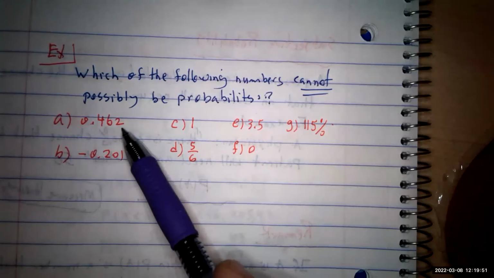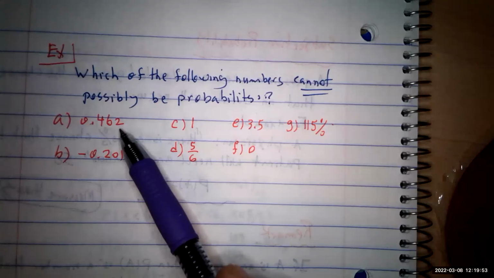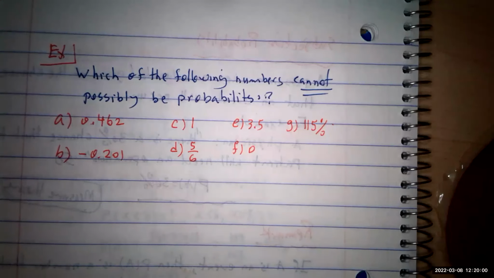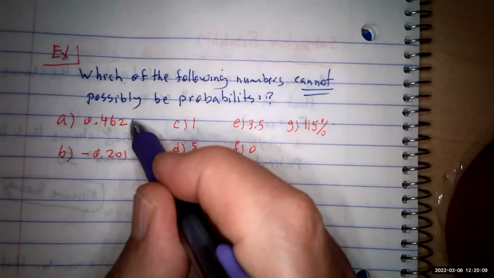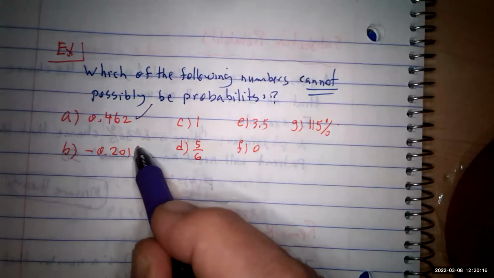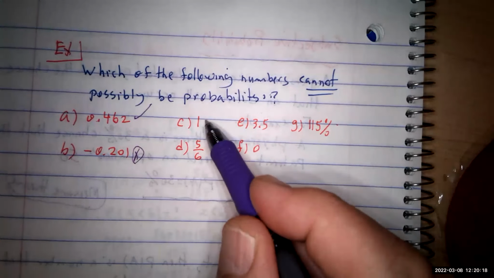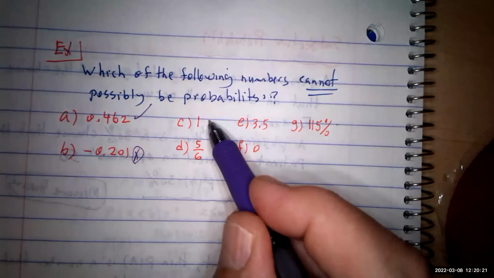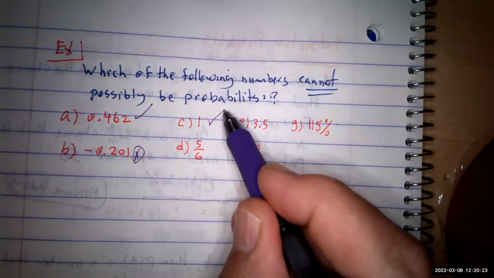Yes or no, the first one? It's 0.462. Yes, that's it, because the positive number is less than 1, 46.2%. Nothing wrong with this one. Second one, negative 0.201. No, it's a negative. Okay, 1. Yes, 1 is 100%.